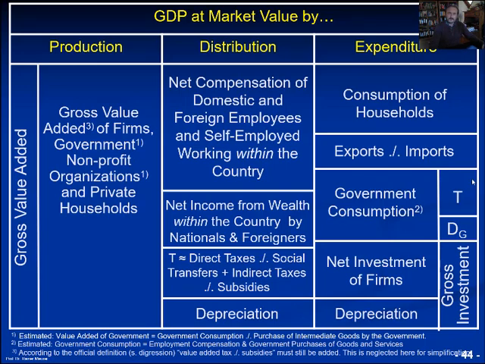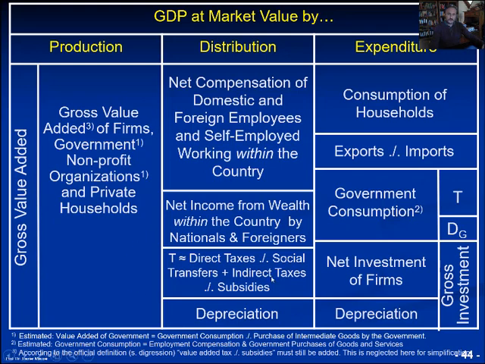Now this table gives you an overview about the three accounts of GDP that we have discussed now. First, the production account, where basically gross value added of firms or other economic agents is added together. Second account is the distribution account. Most important component of the distribution account is net compensation of employees, so basically wages and salaries paid to working class households. Second most important component here is net income from wealth, paid to households that own wealth, that have made capital investments in the past.